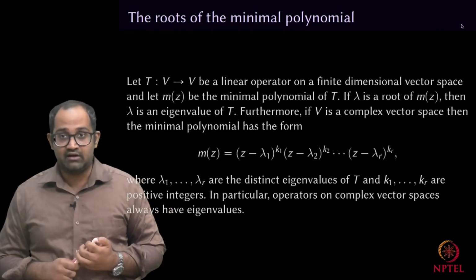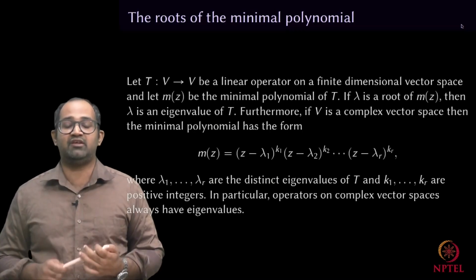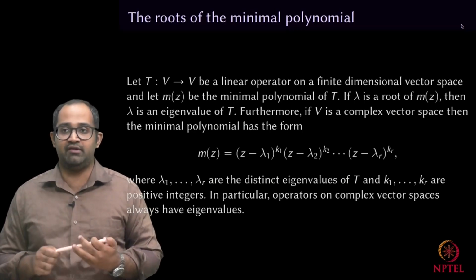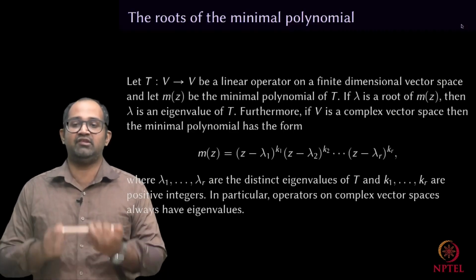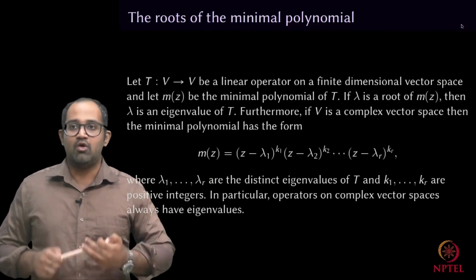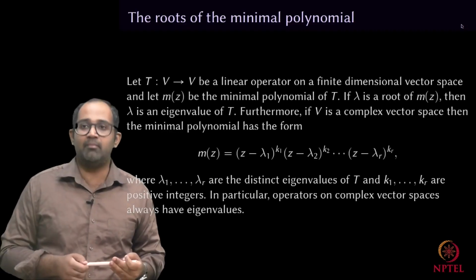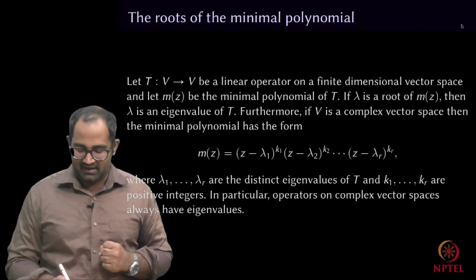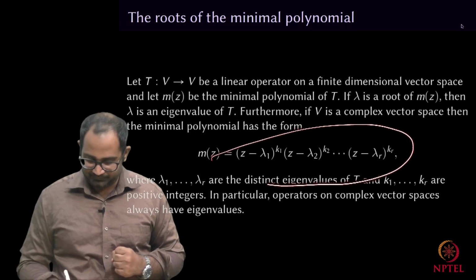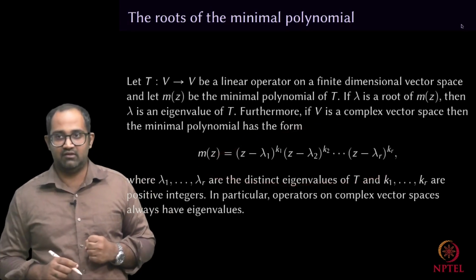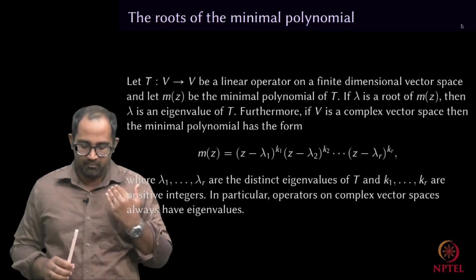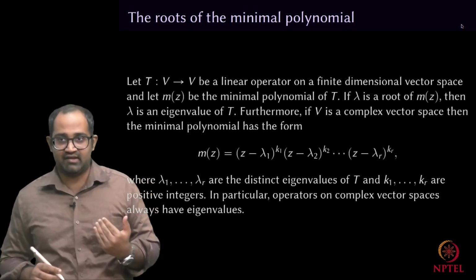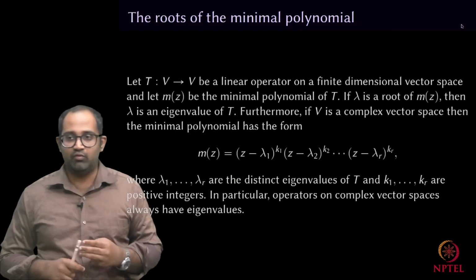And the final conclusion is what makes complex vector spaces so important and so nice. Operators on complex vector spaces always have eigenvalues. Why? Because there is a minimal polynomial, and the minimal polynomial can be factored like this. We will see the proof that complex vector spaces always have eigenvalues from this when we prove this now.